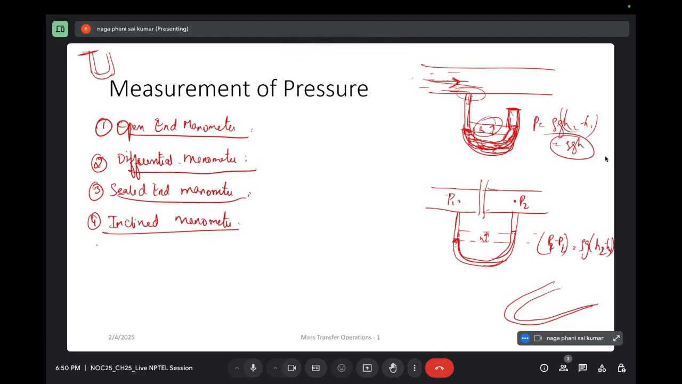And then we have micromanometers. This manometer is used for measuring very small pressure differences. And then we have elastic type pressure gauges.